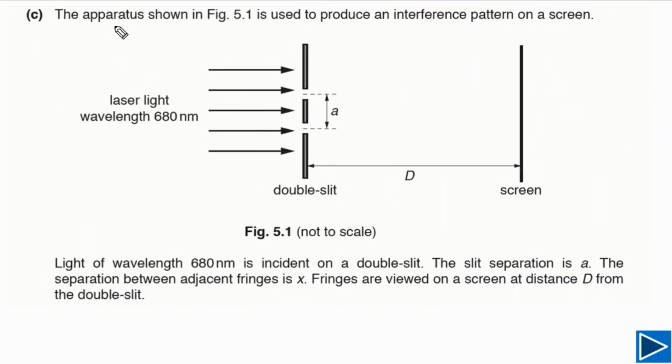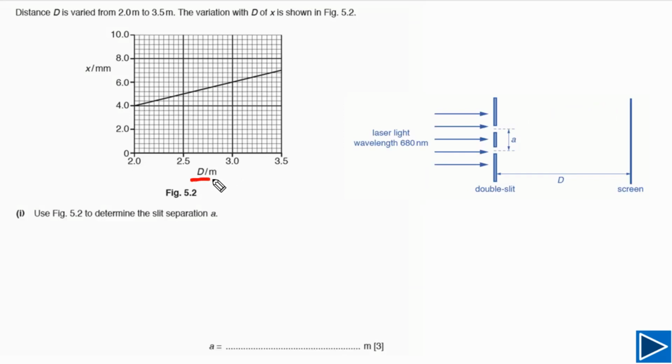Part C is all about Young's double slit experiment. For this experiment the wavelength of light is given, the slit separation is given, that is A, the distance between the screen and double slit is given, that is capital D, and the fringe spacing is also given, that is X. Fringe spacing is the distance between two adjacent bright fringes. In this case, this is X, called the fringe spacing. It is also given that as D increases, X also increases.